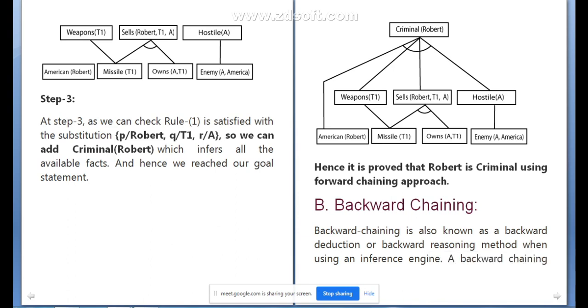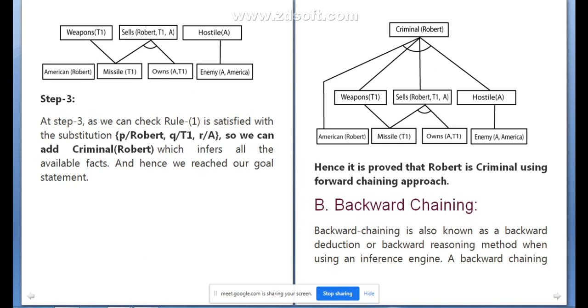So last lecture we have seen the forward chaining and the backward chaining. I think most of the students, Sagar Thore is there. Sagar Thore, are you there for the backward chaining and forward chaining? We have seen the forward chaining and we saw the proof that the robot is criminal using the forward chaining approach. We have also seen the backward chaining.